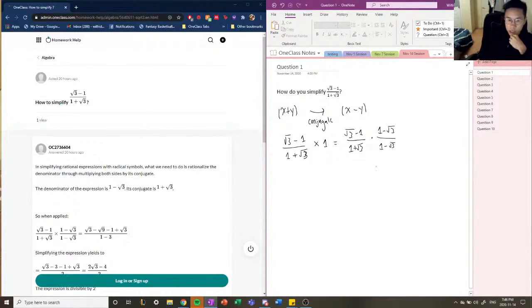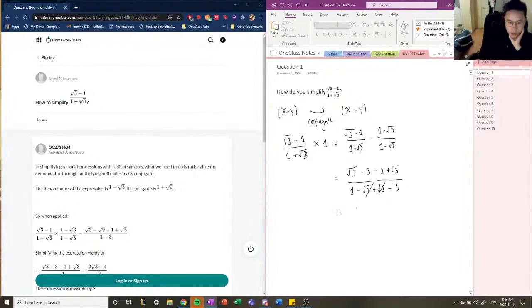Now, if we expand this out, what do we get? At the top, root 3 times 1 is root 3. Root 3 times negative root 3 is negative 3. Negative 1 times 1 is negative 1. And negative 1 times negative root 3 is positive root 3. What about the bottom? If we multiply the conjugate at the bottom, we get 1. 1 times negative root 3 is negative root 3. Root 3 times 1 is positive root 3. And root 3 times negative root 3 is negative 3. We can see here that our radical terms cancel out.